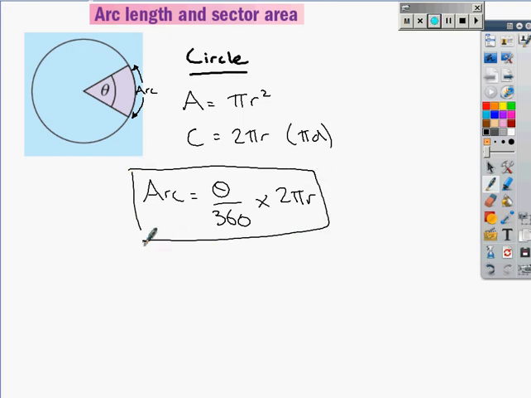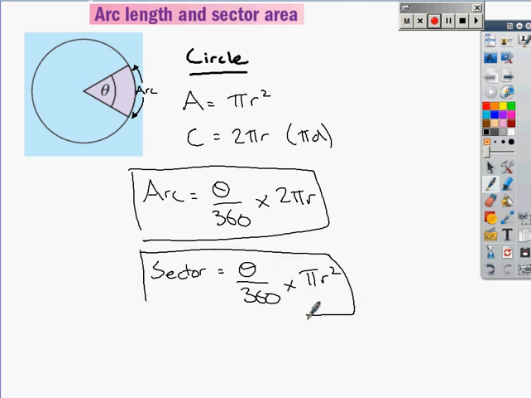And now my sector, i.e. the area of this section here, well, it's exactly the same idea. It's theta divided by 360. That will tell me the proportion of the circle that is in this sector, and then we're going to times it by the area of the whole circle. So the area of the sector is equal to theta divided by 360 times, this time, the area, so pi r squared. So that's the reason why our two formulas work. You now have to make sure you can remember them and then apply them.